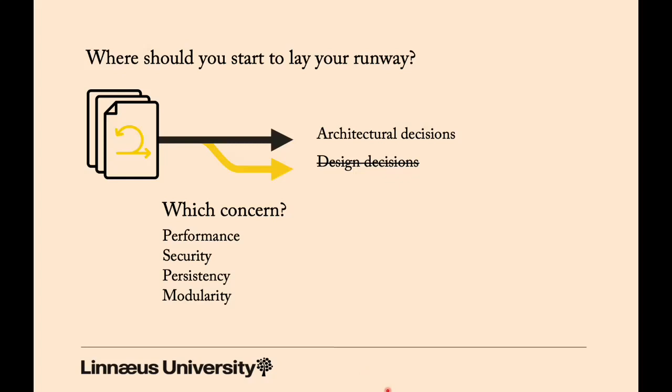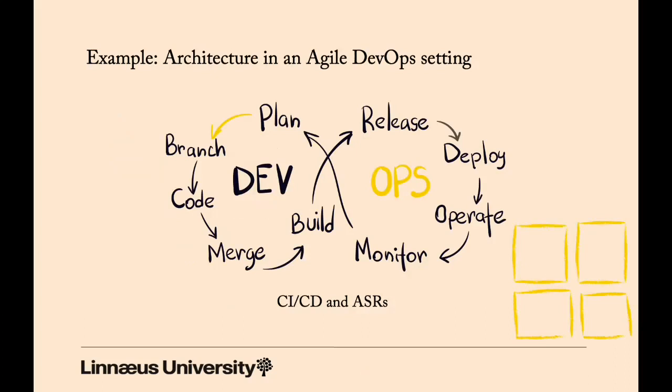So in order to have an example here, I decided to add, well, DevOps to this agile idea of architecting. So what about architecture in this agile DevOps setting? Well, DevOps is where you have one development process, which pretty much is what you're used to. And then you release your software, you deploy it, so it's up and running, you operate it, and then you monitor it, and then you feed back to the development.